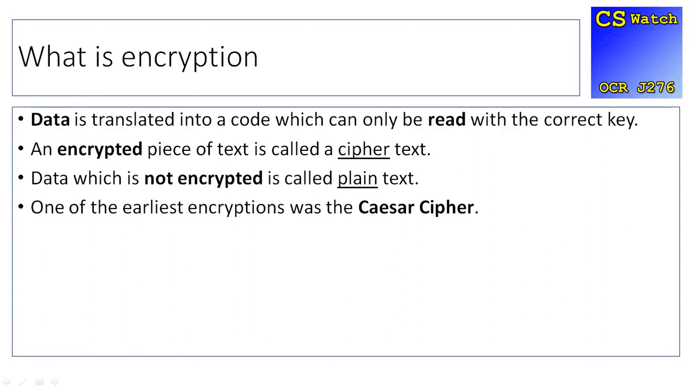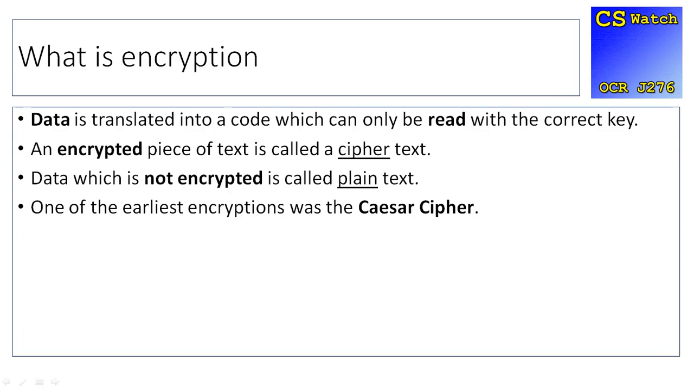So when a piece of information is encrypted, the data itself gets translated into a code, and a human being, when they look at that code, wouldn't understand what's going on because it would look like a whole load of gobbledygook. An encrypted piece of text is called a ciphertext because we've taken the text as it is, and then we've put a cipher on it, we've put a key on it to encrypt it. Data which isn't encrypted is plain text.